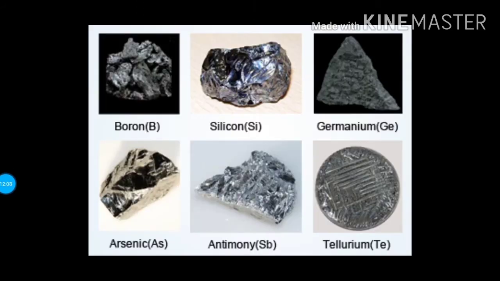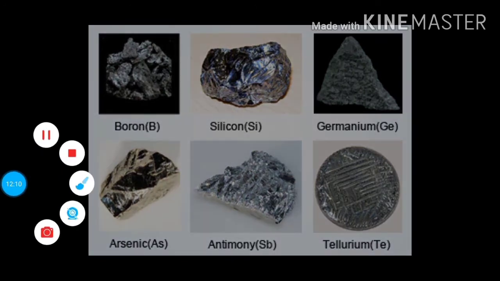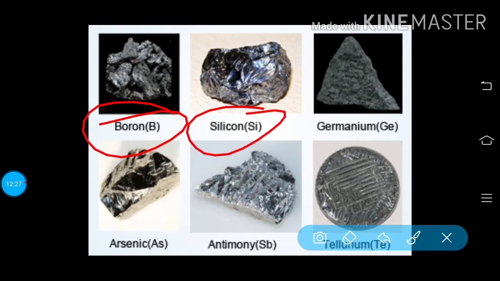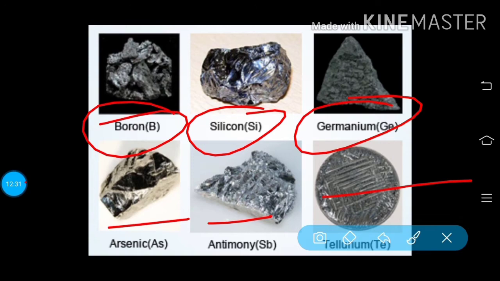And here you can see the images of metalloids. Okay, I told you what metalloids are. Elements which have certain properties of metals and some properties of non-metals are known as metalloids. So here you can see the images: this is boron, silicon, germanium, arsenic, antimony and tellurium. Okay, so these are the images of metalloids.